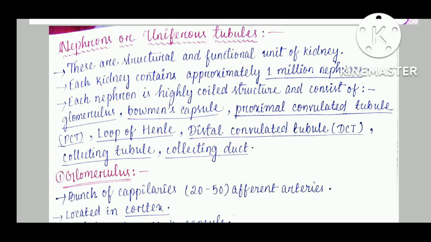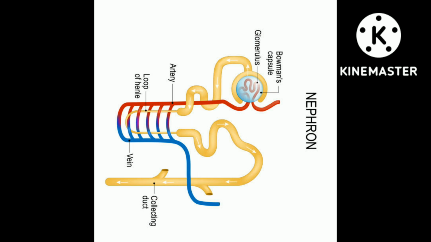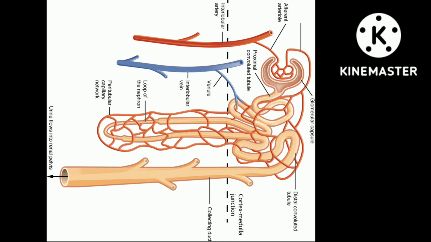Nephrons or uriniferous tubules. These are the structural and functional units of the kidney. Each kidney contains approximately 1 million nephrons. Each nephron is a highly coiled structure and consists of glomerulus, Bowman's capsule, proximal convoluted tubule that is PCT, loop of Henle, distal convoluted tubule DCT, collecting tubule, and collecting duct. Glomerulus is a bunch of capillaries, that is 20 to 50, from afferent arterioles located in the cortex.